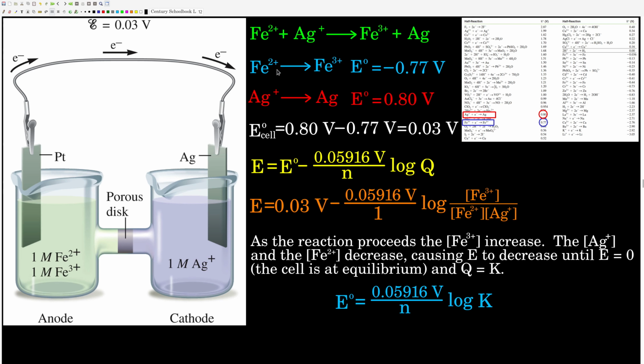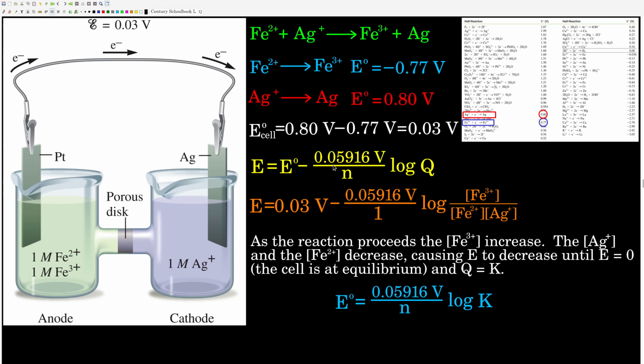So if we look up the standard reduction potentials, and then get the oxidation potential here. I know you can't see it, but back on the big one, we could. The standard reduction potential for iron 3 to iron 2 is positive 0.77 volts. So for the oxidation from +2 to +3, it's negative 0.77 volts. And the standard reduction potential for silver ion going to silver is 0.80 volts. So E0 of the cell is equal to E cathode plus E anode, which is 0.80 volts minus 0.77 volts, or 0.03 volts right here.